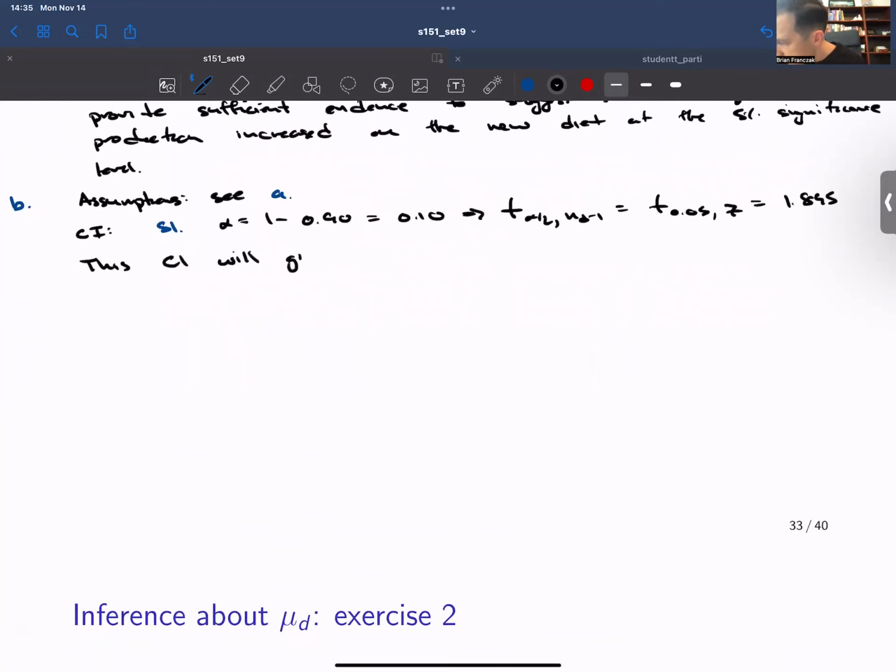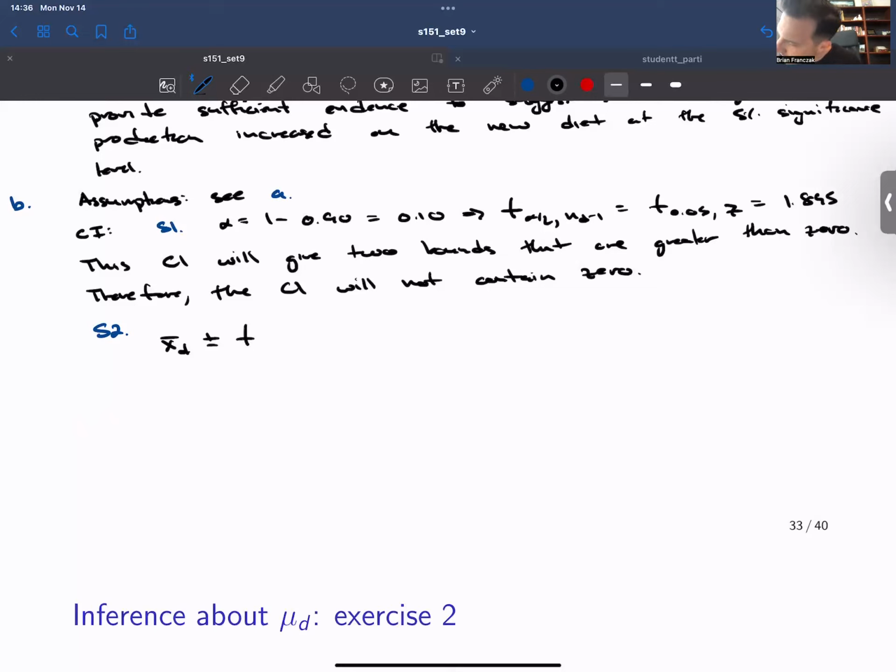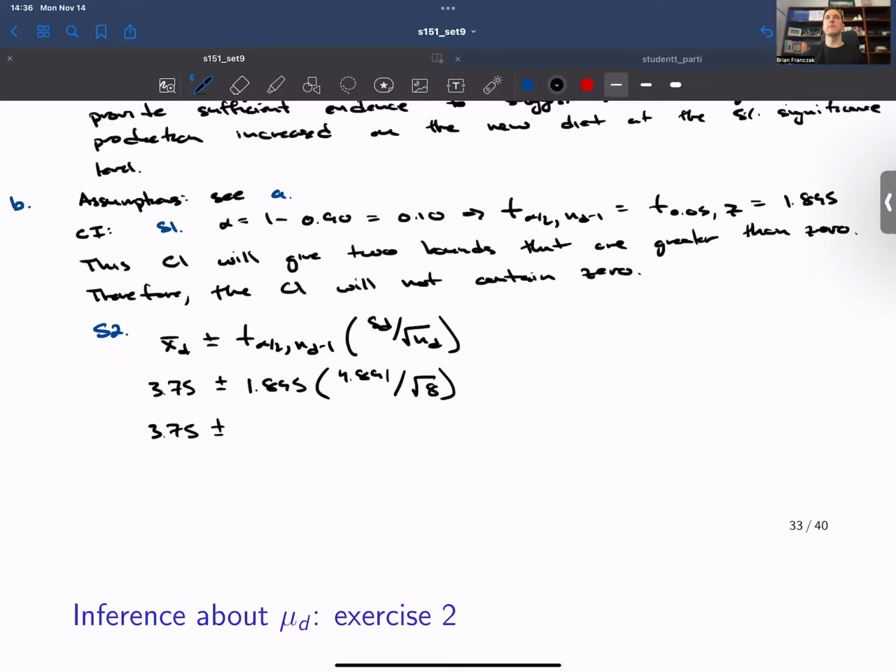So on step 2, we're going to build the interval. So we have x bar d plus or minus t alpha over 2, n subscript d minus 1, multiplied by little s_d over the square root of n_d. So this is 3.75 plus or minus 1.895 multiplied by 4.891 divided by the square root of 8. So this is 3.75 plus or minus 4.892. I don't know why I keep writing 4.891. I just really want it to be a 1, I guess. 4.892 divided by the square root of 8, 3.278.